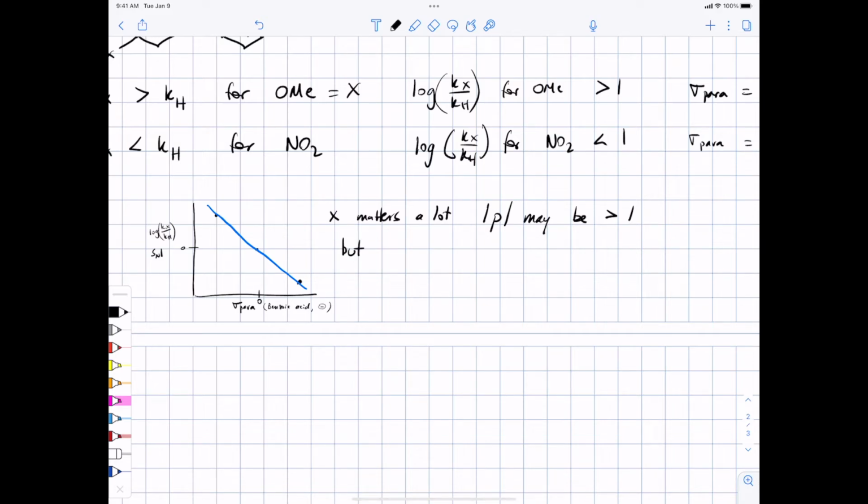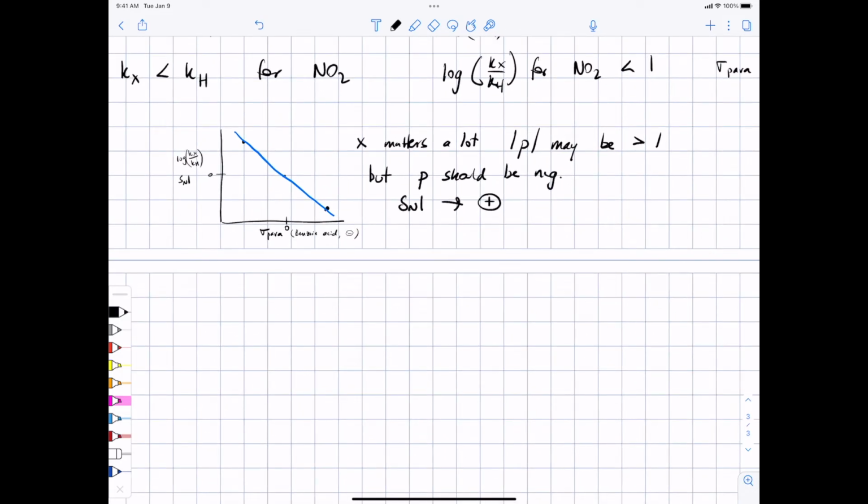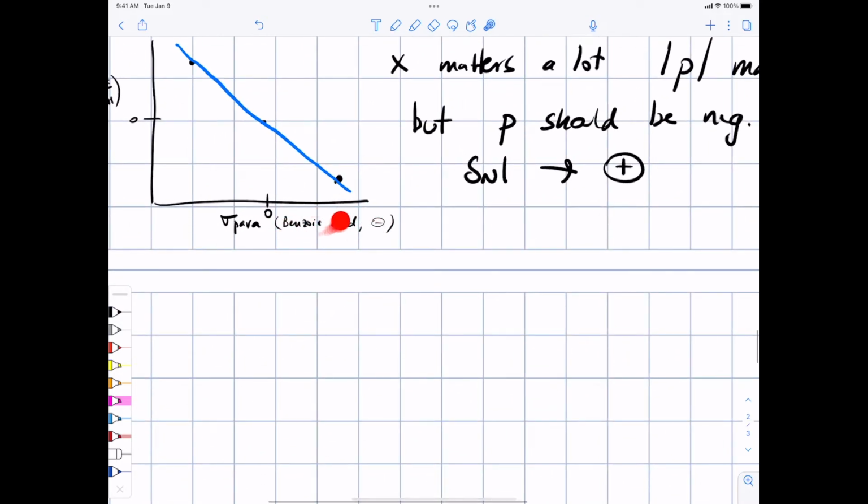but rho itself should be negative because the SN1 reaction depends on a positively charged intermediate or a transition state in which positive charge is building up, whereas the reference benzoic acid reaction involves buildup of a negative charge.